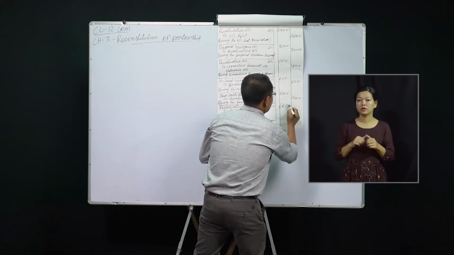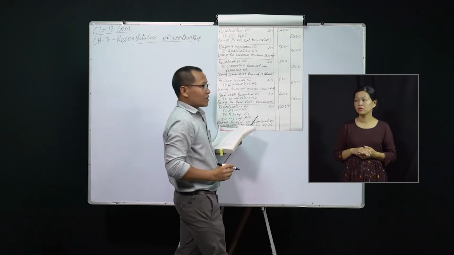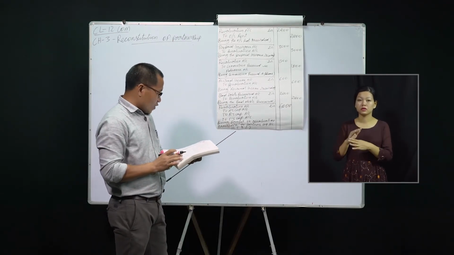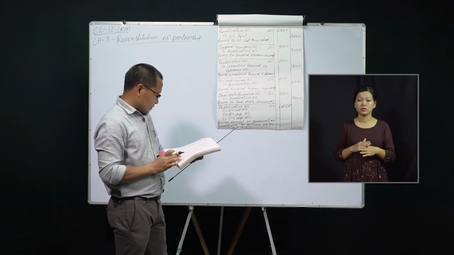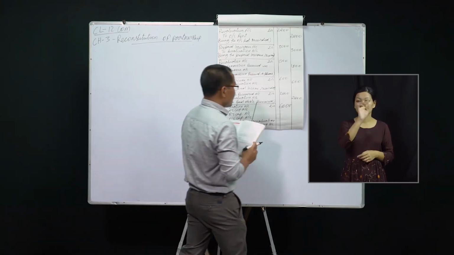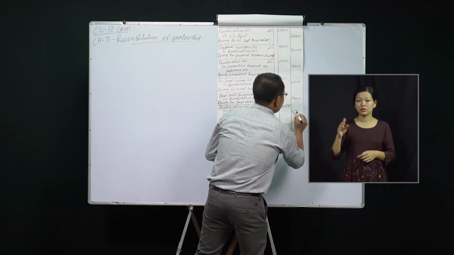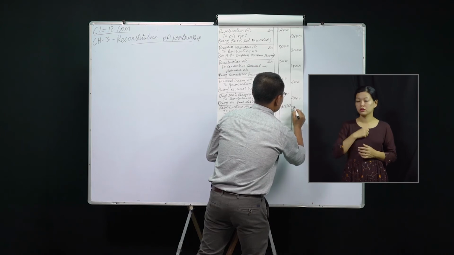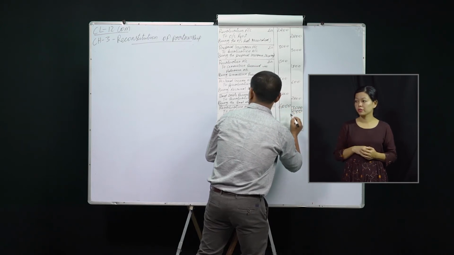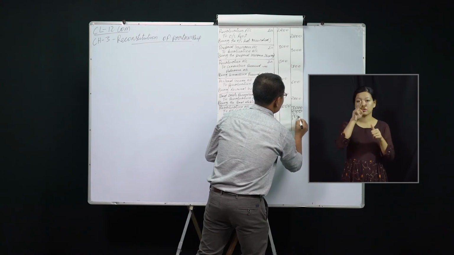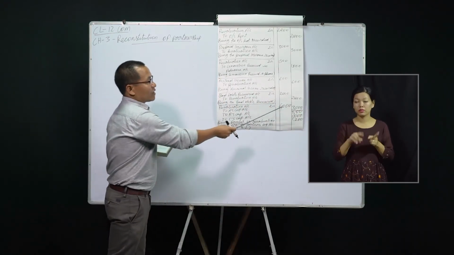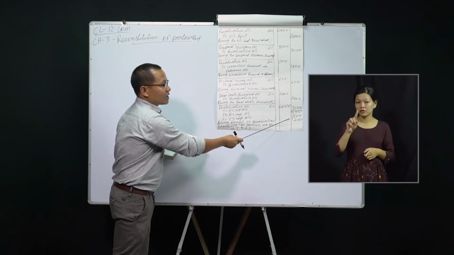So in this problem, 6,000 is your profit, and if it is distributed among the partners in the ratio of 5:3:2, I'm sorry, this is supposed to be 3,000 for A. For B it is 1,800, and for C it is 1,200. So this is how the net profit has to be distributed among the partners.